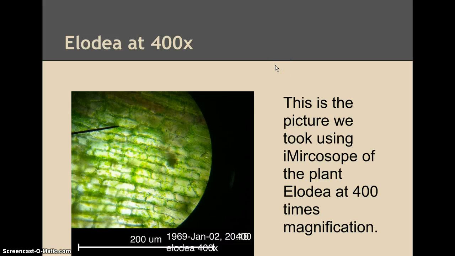So the plant we looked at was Elodea, and here we see Elodea at 400 times magnification. As you can see, it differs greatly from the animal cells of the human blood smear, which again I'll discuss in the conclusion.